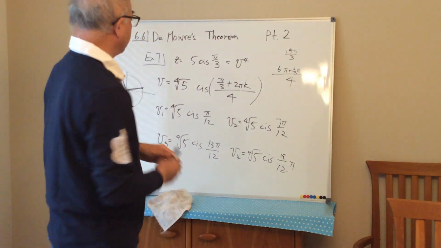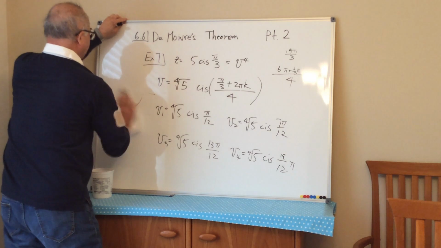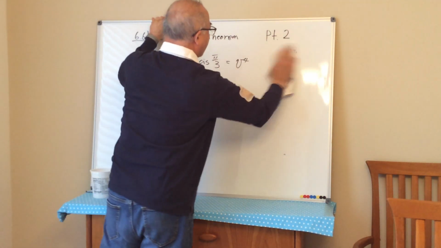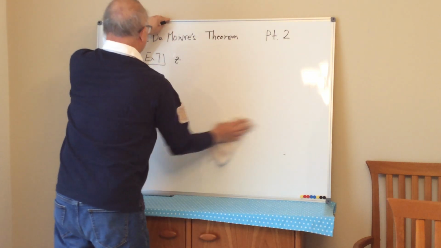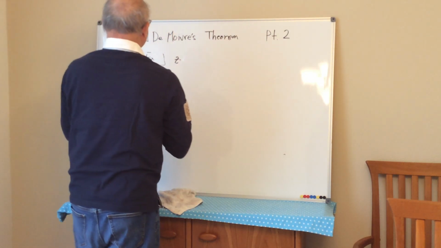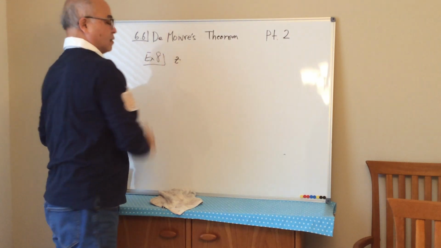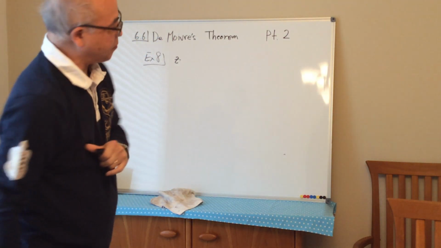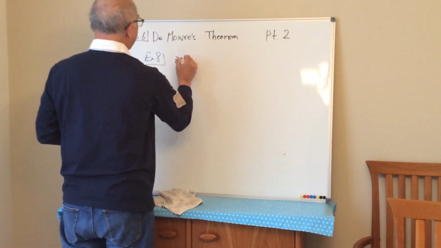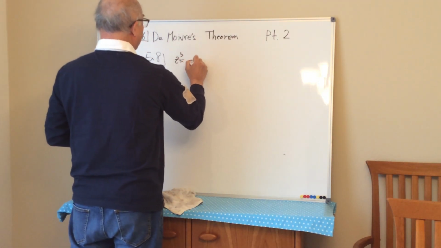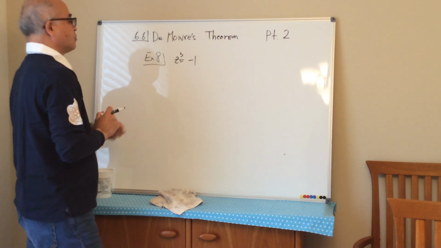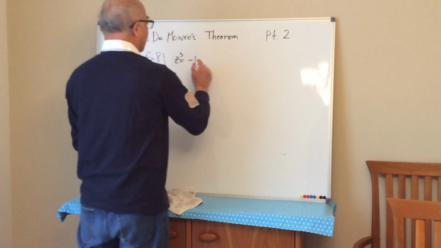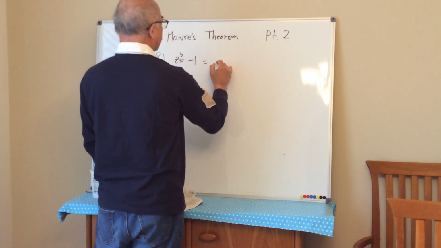Let's do example number 8. See if we can try this again. Okay, example number 8. It asks to find the cube root of -1 and then plot them. So I'm trying to find this guy, right? So z cubed, something cubed is that guy, right? So this is going to be equal to what?